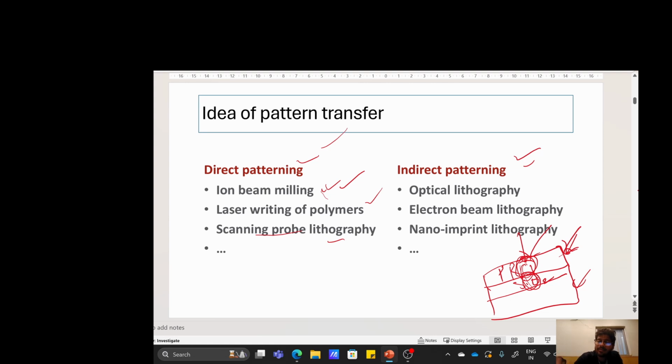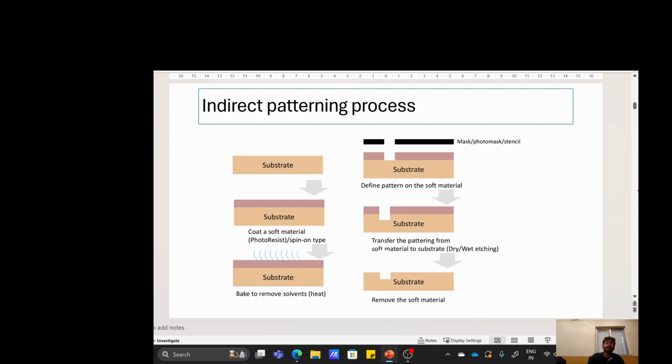So what we have used is the photoresist. The use of photoresist is such that it will protect the other areas for further processing. So that is the indirect patterning. First we make the pattern over the photoresist, and then we do the next step. So this is the indirect patterning process flow.